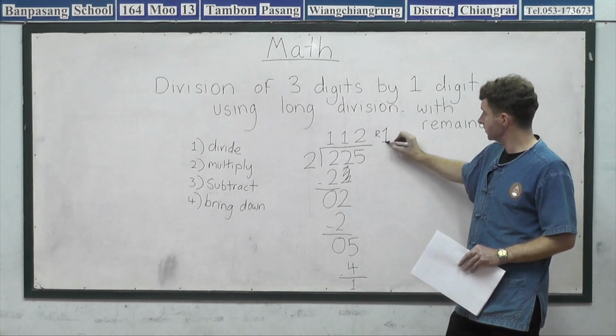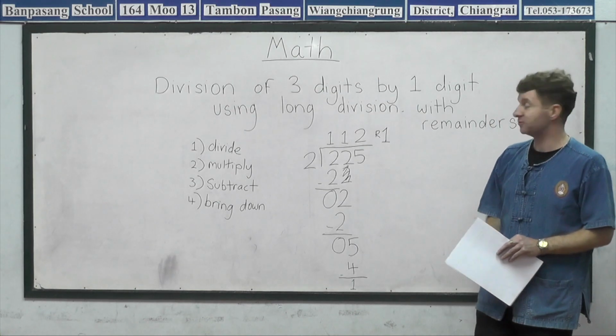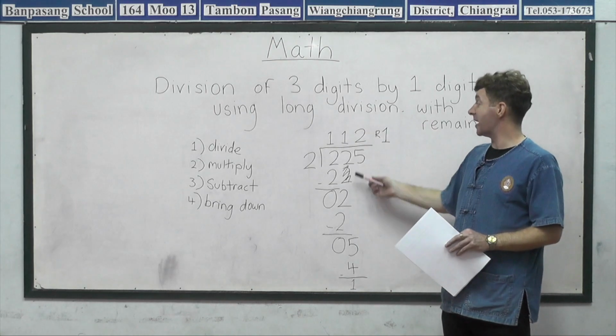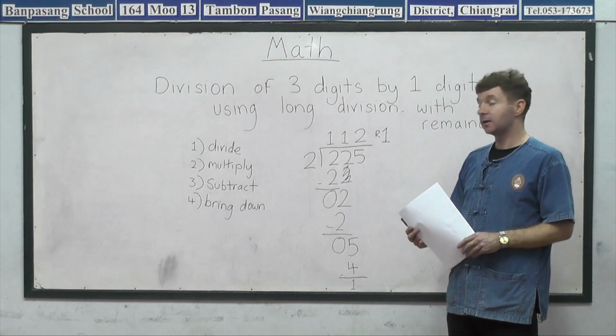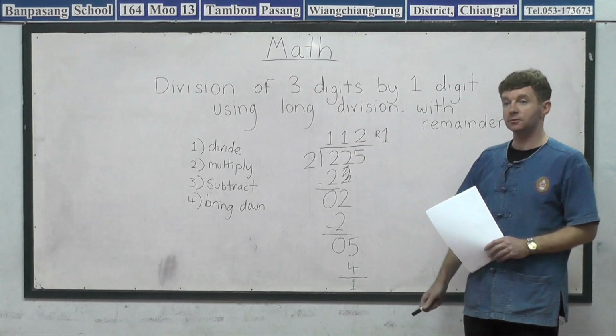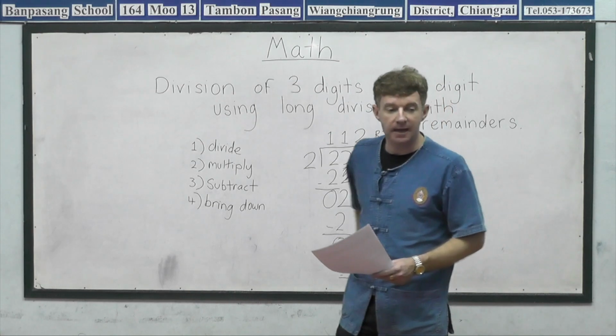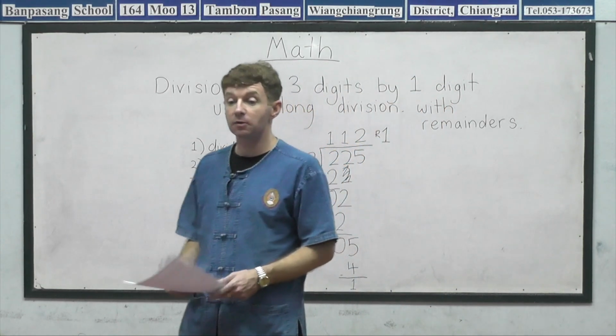So there you go. The answer to number 1, 225 divided by 2 equals 112 remainder 1. Excellent, guys. So if you need any help with any others, let me know.